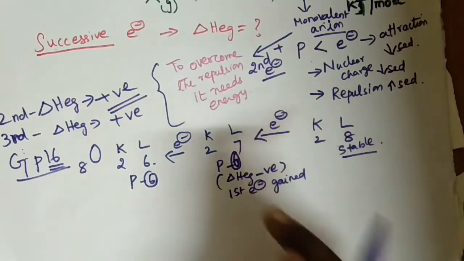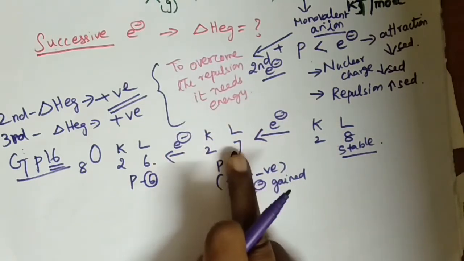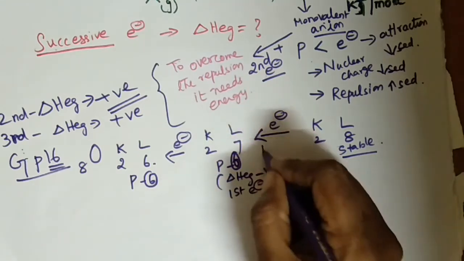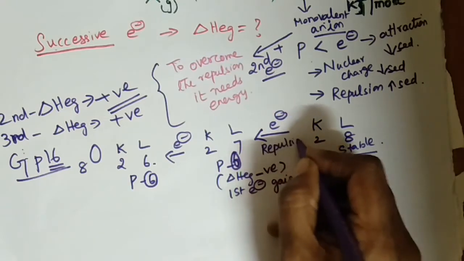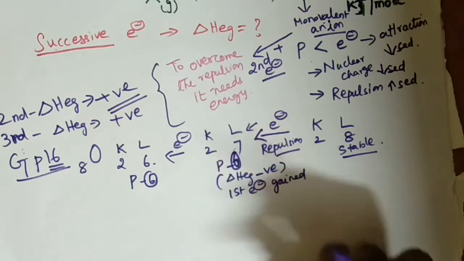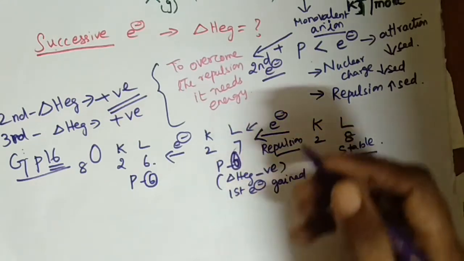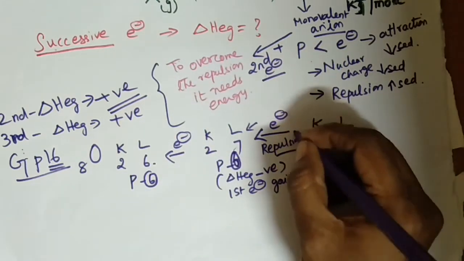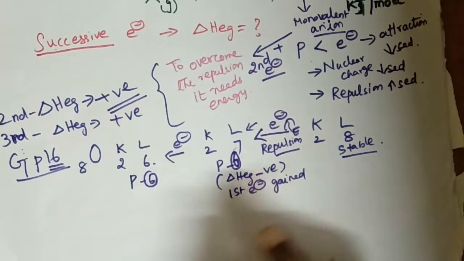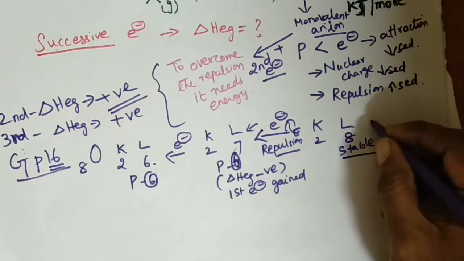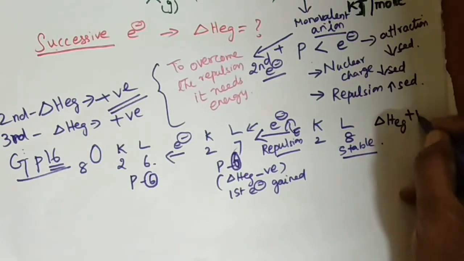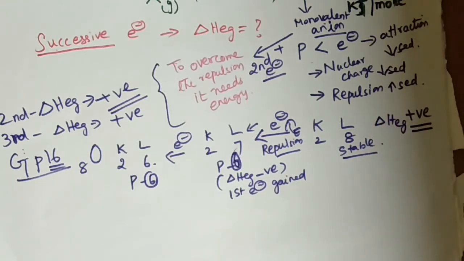In that case, there are more electrons, 7 electrons, but fewer protons, so there is a repulsion. That repulsion will be there. There are more electrons, and this electron cannot be gained easily. So for that, it needs some energy. The energy has to be given. So we are giving energy. When the energy is given, what happened? The delHeg value here is not going to be negative, instead positive.